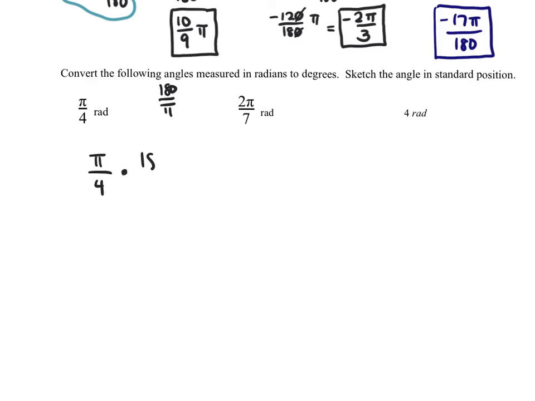And the nice thing about this is when you do this, a lot of times the pi's will cancel out. So we have pi over 4 times 180 over pi. So my pi's will simply cancel out. So I'll be left with 180 divided by 4, which is 45 degrees. So 45 degrees, which is a pretty famous angle, it's half of a 90-degree angle, is exactly pi over 4 radians. Those mean the exact same thing, just measured in different ways.